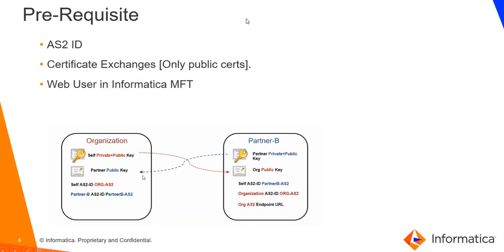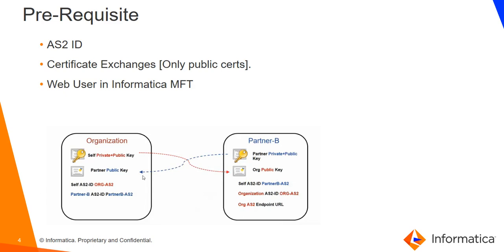So there are prerequisites to configure AS2 inbound. Both the partner and Informatica MFT should have an AS2 ID. AS2 ID is unique and helps to identify the partners. Certificates, public and private key certificate. We need to create a certificate and share only the public certificate between the partners and Informatica MFT. Create a web user in Informatica MFT.